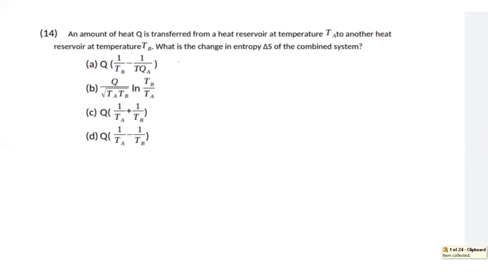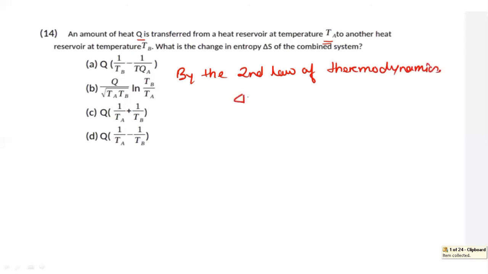When you have two heat reservoirs, the first heat reservoir is transferring an amount of heat Q, and the first reservoir is at a temperature TA. It is transferring it to the second reservoir, which is at temperature TB. So firstly, we know what? Whenever heat is transferred from one body to another, the one which is absorbing it is positive, the one which is transferring it is negative, right? Now, by the second law of thermodynamics, we know that the change in entropy delta S is equal to dQ by T.